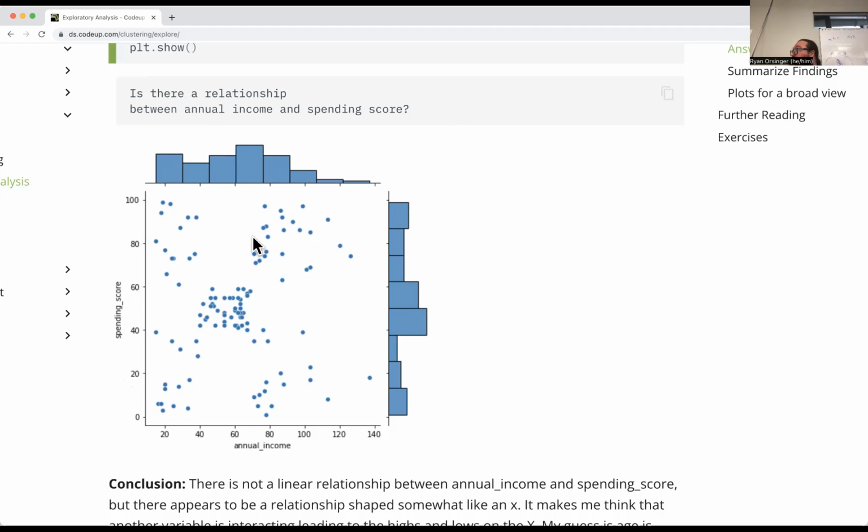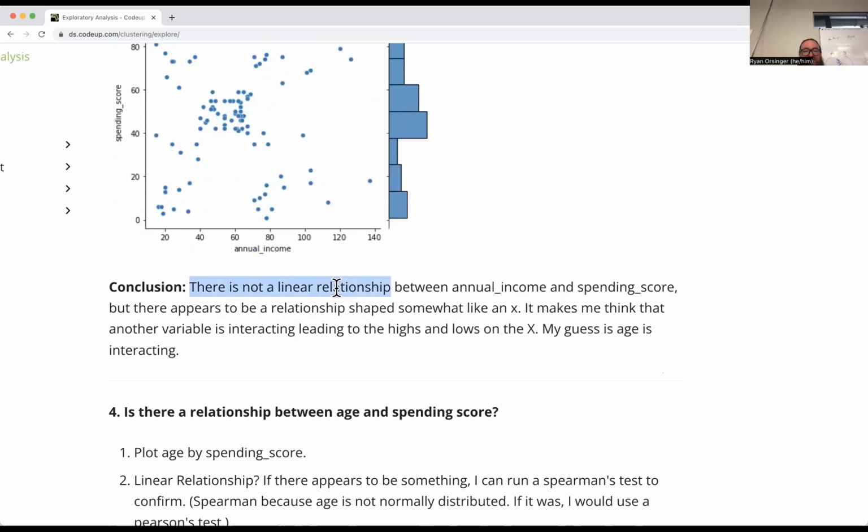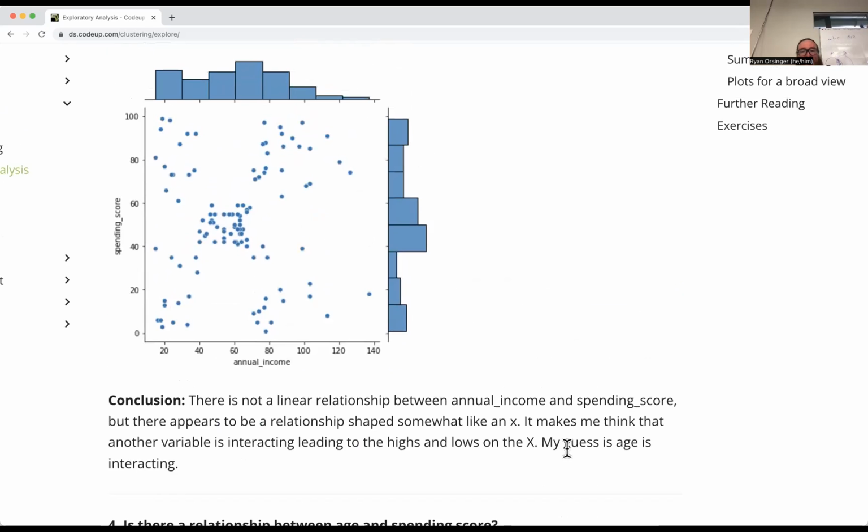Is there a linear positive relationship for young people and a downward sloping relationship for older folks? We still don't know yet. So we have established there's not a linear relationship, but it appears that there's an X in here. And at this point, much like a technical interview, the answer to your last question can be the question for the next question, right? The next question is, what is causing this?